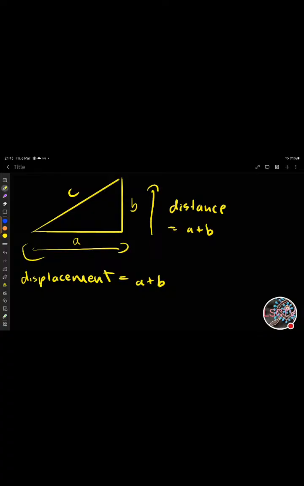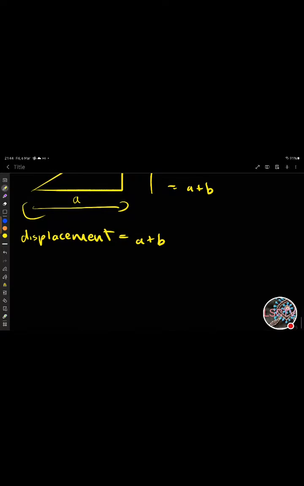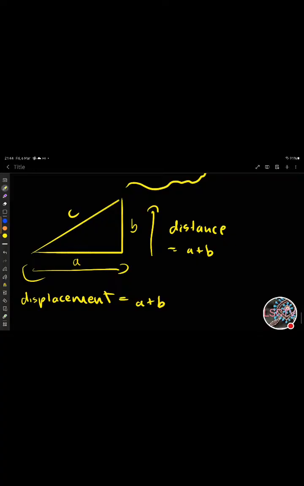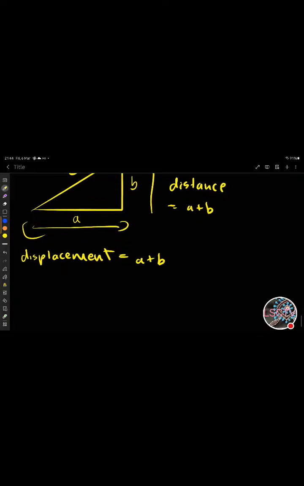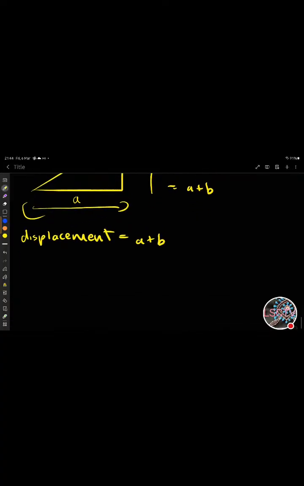Okay, will it be correct? No, right? I mean, I just told the answer. Why is it not correct? I mean, distance is A plus B, displacement is also A plus B. No. Wrong. It is wrong.